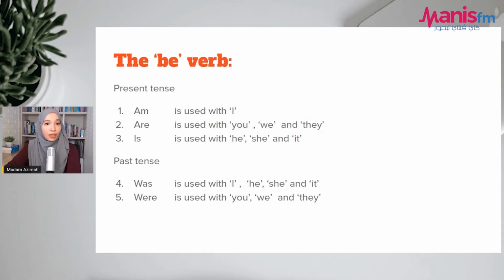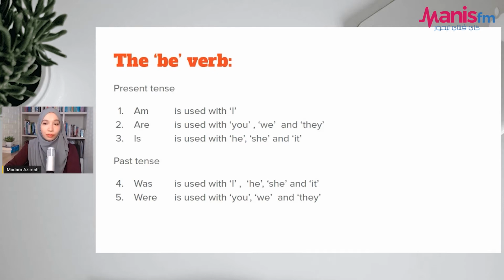The third form in the present tense is is. Is used with he, as in he is, she is, and lastly, it is. So it's not he are, she are, it are. It would be instead he is, she is, and it is. So that's the present tense form, okay? Present tense form. What about the past tense form?